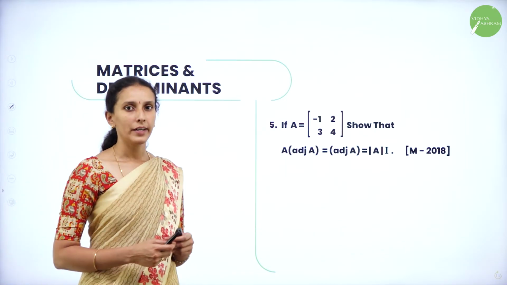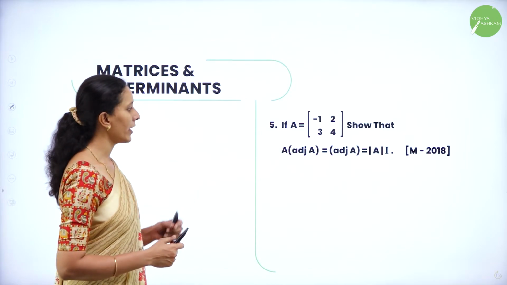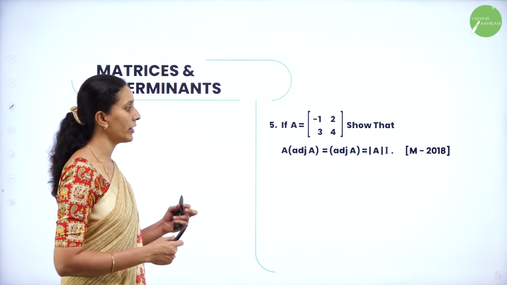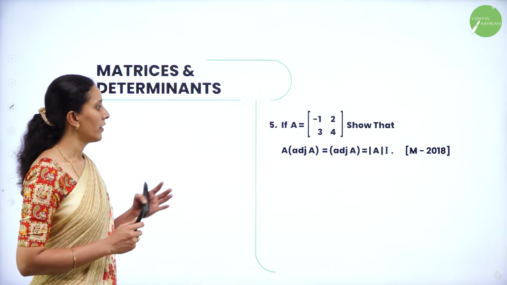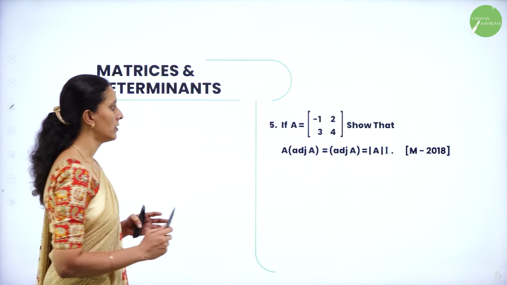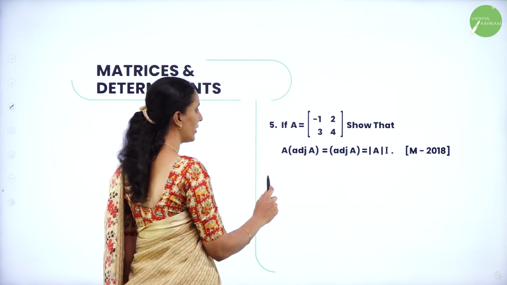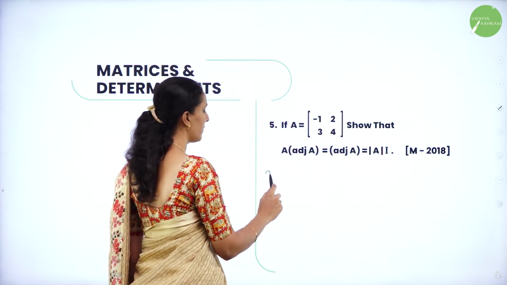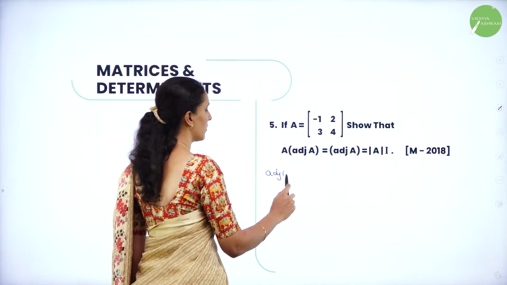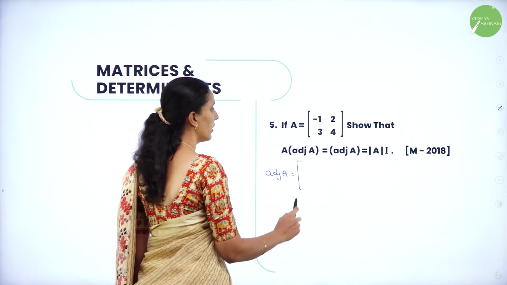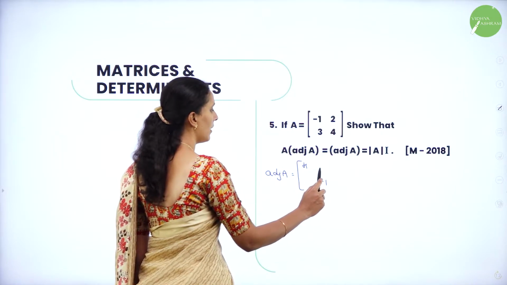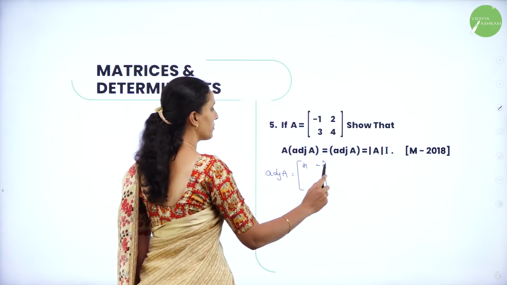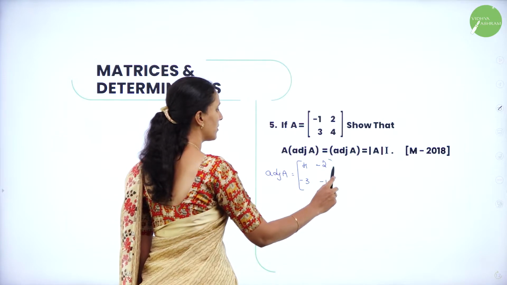So, one more property that comes under 3 marks is proving A into adjoint A is equal to adjoint A into A is equal to determinant A into I. So, here we have A. Let's take adjoint A. To find adjoint A, we need to interchange the principal diagonal elements and write negatives of the other diagonal. So, this is adjoint A.